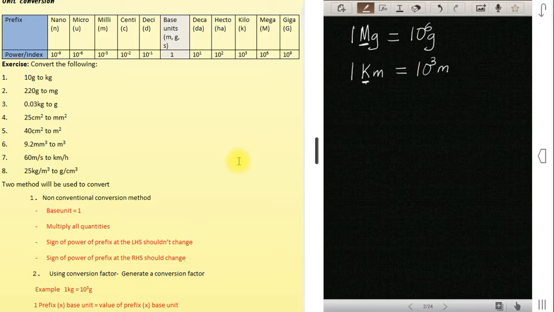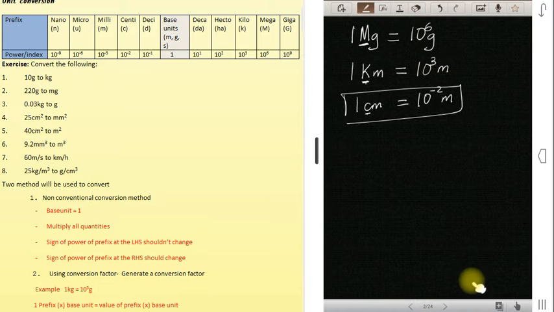Now if you want to convert from, let's say, centimeter to meter, all you need to do is generate the conversion factor. And you can generate it from this: 1 centimeter equals the value of the prefix, that is 10 to the power of minus 2 of the base unit. So this becomes the conversion factor. We can employ this method to convert any quantity we want to convert from one unit to another.